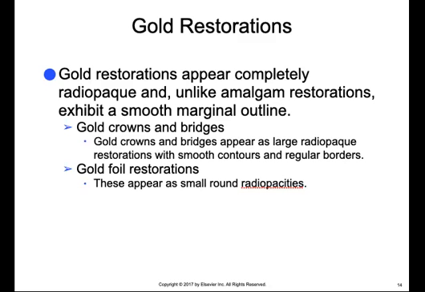One surface gold foil restorations appear as small round radiopacities on dental images, and you can't really tell the difference between a gold foil restoration and a one surface amalgam restoration unless you were to look clinically inside of the patient's mouth.